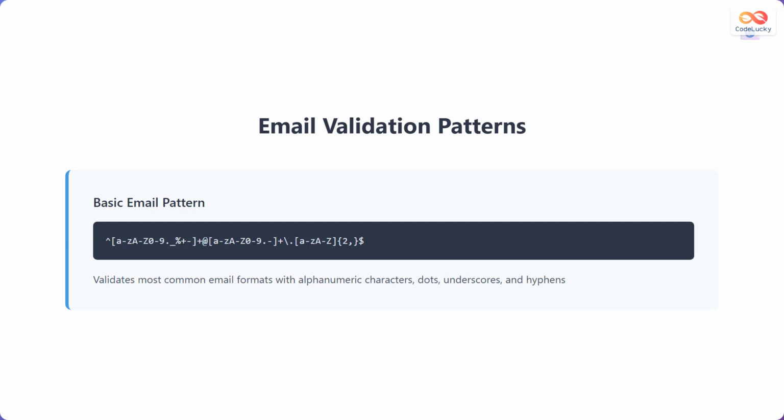The pattern is as follows: open square bracket, lowercase a to z, uppercase A to Z, 0 to 9, dot, underscore, percentage, plus, hyphen, close square bracket, plus symbol, @ symbol, open square bracket, lowercase a to z, uppercase A to Z, 0 to 9, hyphen, close square bracket, plus symbol, backslash dot, open square bracket, lowercase a to z, uppercase A to Z, close square bracket, curly bracket open 2 comma, close curly bracket, dollar symbol.